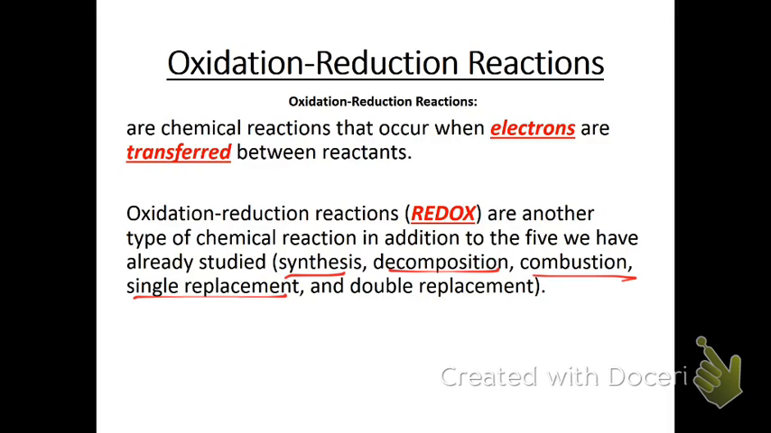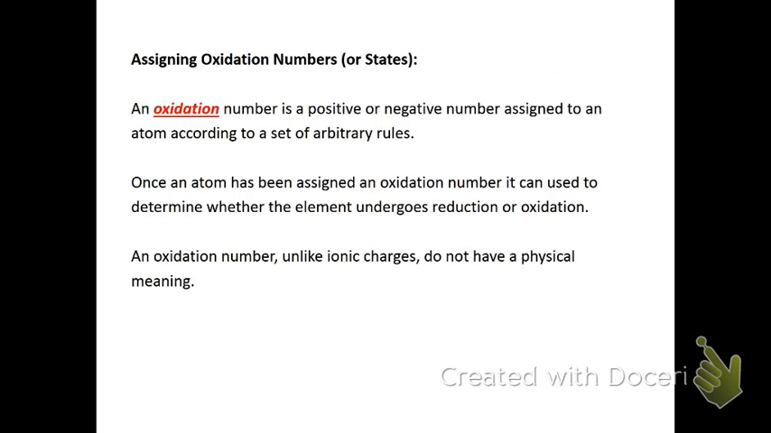And after today, you'll learn how to recognize redox. Today, we're going to be seeing how we can assign oxidation numbers to all the elements in a compound. Oxidation number is a positive or negative number assigned to an atom according to this arbitrary set of rules that I'm about to give you. Okay? Once we assign the oxidation number, we can look at it on the reactant side and the product side and see if that oxidation number changes. If the oxidation number is changing, then we are exchanging some electrons. We're either going to be gaining or losing. Okay? Unlike ionic charges, they don't actually have any physical meaning. It's just a way for us to keep up with how many electrons are being transferred.